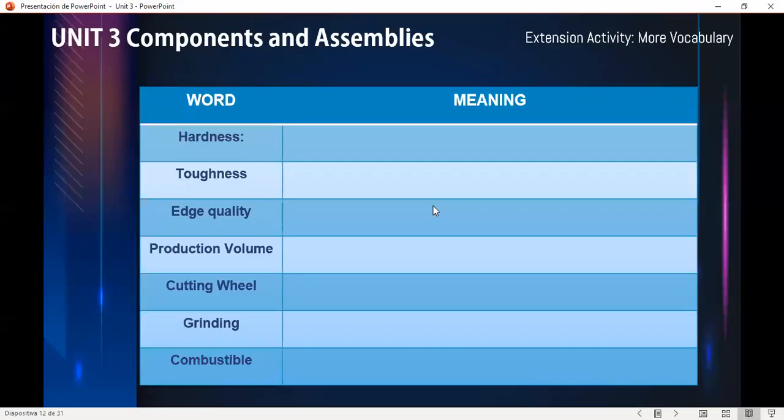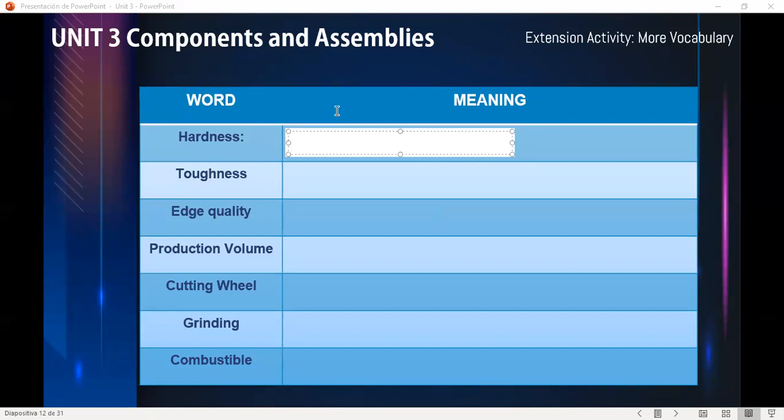So this extension activity talks about more vocabulary. Now, as you can see, you have the word and the meaning. You have to talk about the meaning of this one. I don't know if you want to use the internet, you can use the dictionary if you have it next to you. Or if you know what the answer is, then we can answer like that. I can investigate on Google now to see if I have a doubt about that.